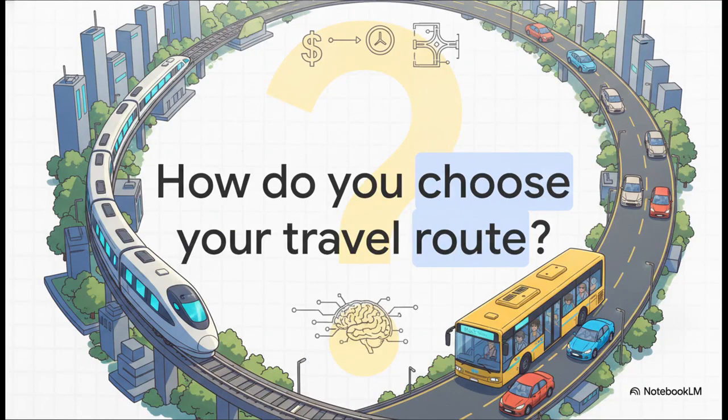So, let me ask you, how do you actually choose your travel route? Seriously, take a second and think about your commute this morning. Did you take the bus, maybe the train, or did you drive? Most of us just kind of think we're picking the route that feels the best, right? But in reality, our brains are instantly calculating some very specific hidden variables. Without even noticing it, you're making complex decisions based on physical infrastructure, time, and money. We're going to break down exactly how urban planners map all these choices out for you.